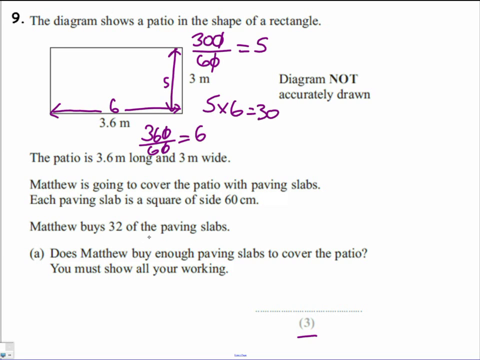So Matthew buys 32. Does he have enough? Yes is the answer. And the reason for that is that the patio would be 5 slabs by 6 slabs wide. And when you multiply 5 by 6, he only needs 30 slabs.